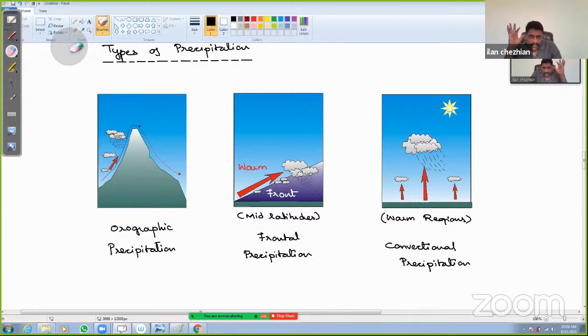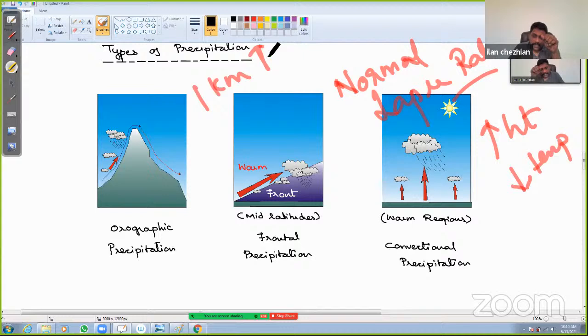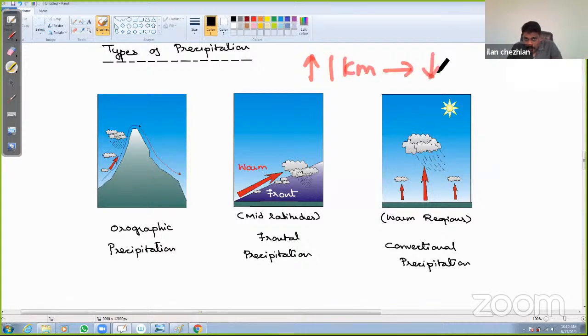Remember, this is a fundamental method because it uses one very important property of the atmosphere called the normal lapse rate. What is this normal lapse rate? Everybody knows, right? When you increase the height in the atmosphere, at least in the troposphere, the temperature decreases. If normal lapse rate had not been there, condensation would not have taken place. Somewhere you studied, right? For every 1 kilometer you increase the height, by how many degrees does the temperature decrease? Any idea?